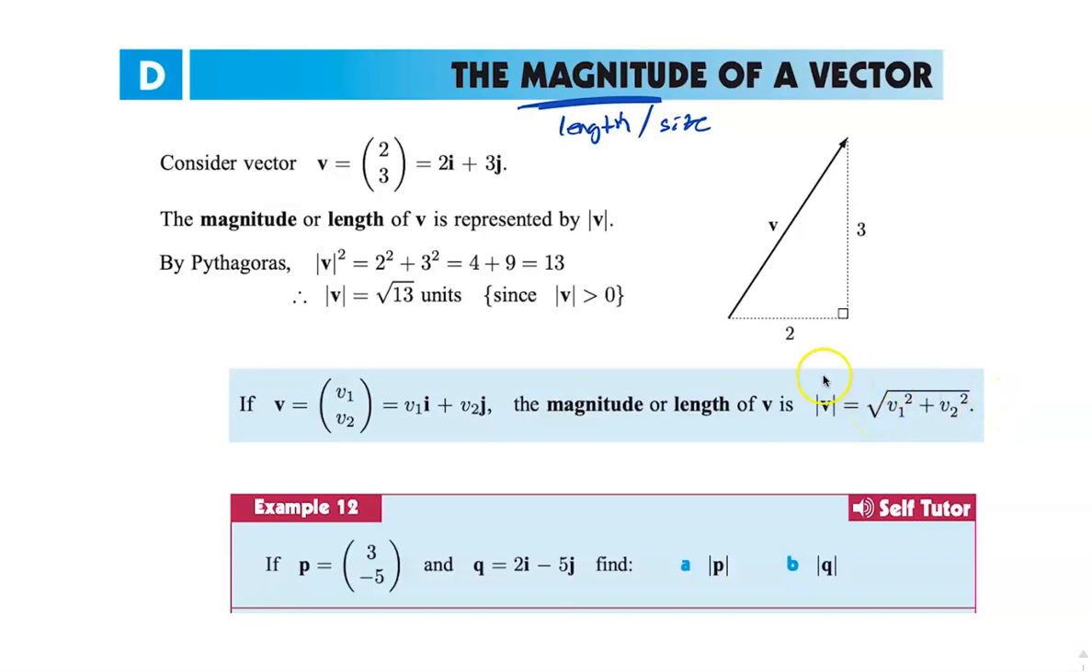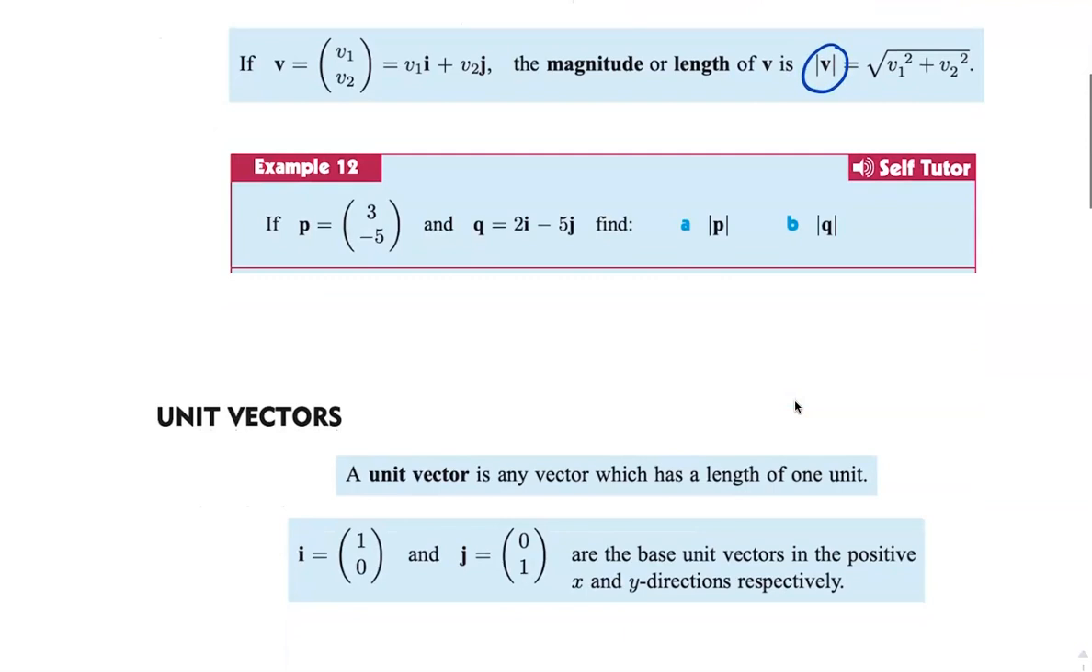Now the notation for magnitude is this right here, absolute value of v. So if you see that, it does not mean make your vector positive. It means find the magnitude. So very strictly, that means find the magnitude. So we'll do a couple examples real quick.